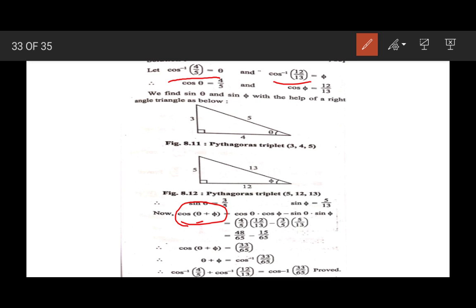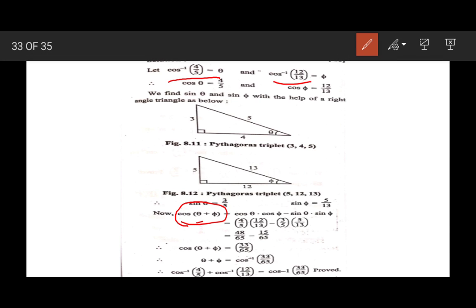And on the right hand side, what is given? The right hand side is cos inverse. So when I take this cos inverse to the left hand side, it will be cos only. So cos, first term is theta plus second term is phi. So I am taking cos of theta plus phi.